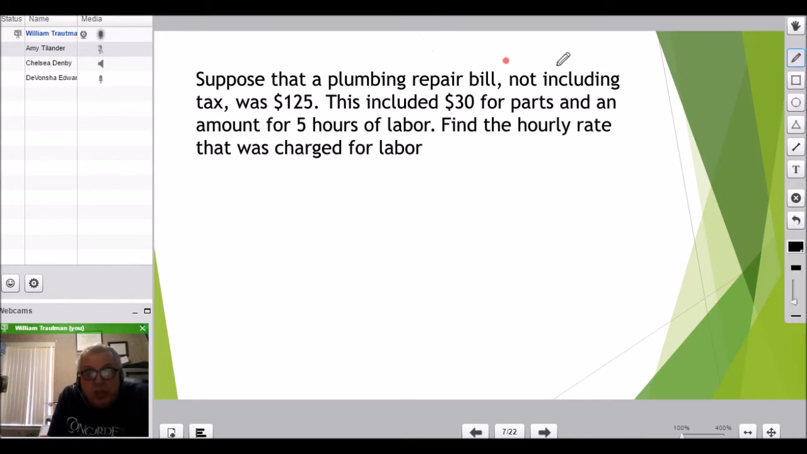So suppose you had a plumbing bill, not including tax, was $125. In other words, my total bill equaled $125. That's what my bill equaled. This included $30 for parts. So we had $30 for parts. I'm going to put here plus 30. And 5 hours of labor. By the way, why did they tell us 5 hours?